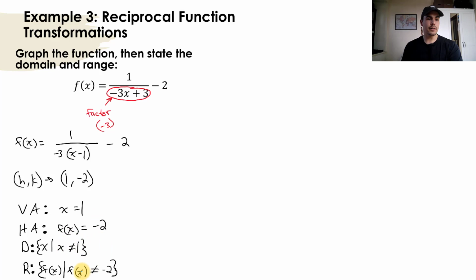And again, from here, we can immediately put in our domain and range. So x is not equal to 1. f of x is not equal to negative 2. So that part's pretty easy.